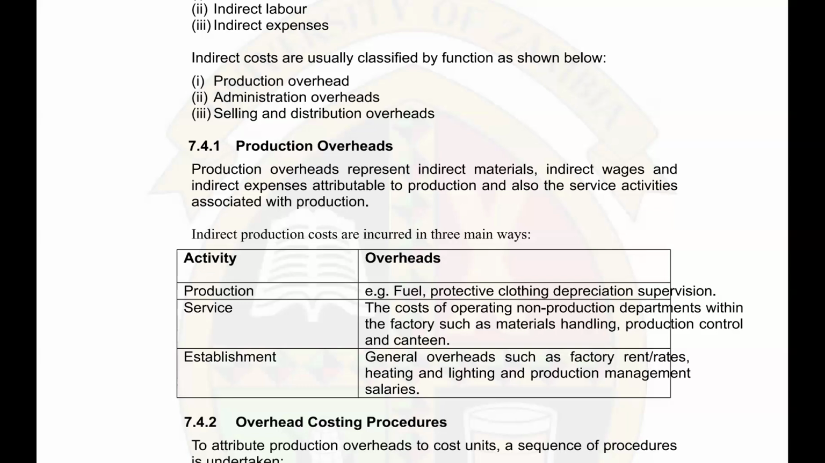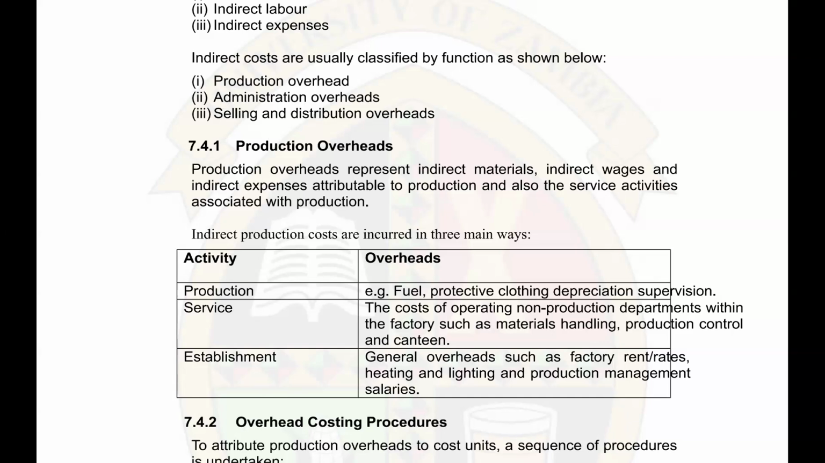Now, we say that production overheads represent all the indirect materials, all the indirect wages, and the indirect expenses that are attributable to the production, right? Or all the service activities associated with the production process. Whatever cost you incur around that, it is said to be a production overhead. Okay?